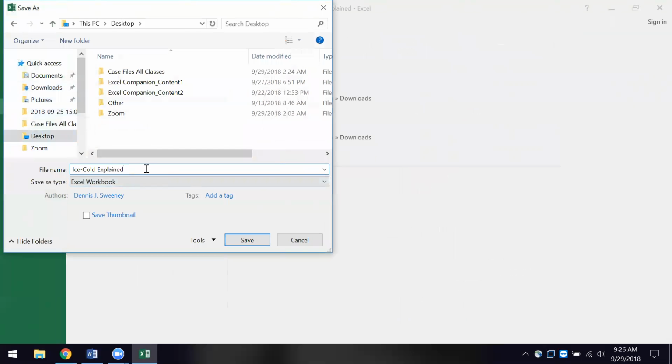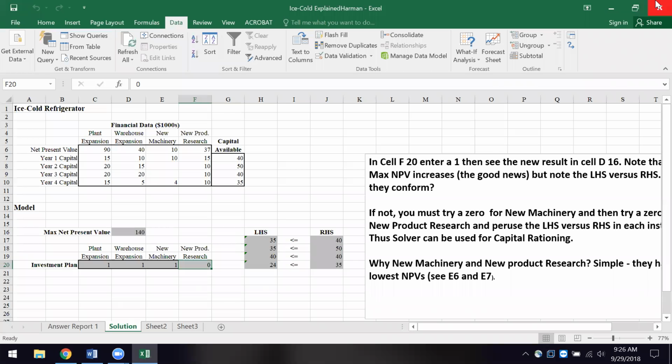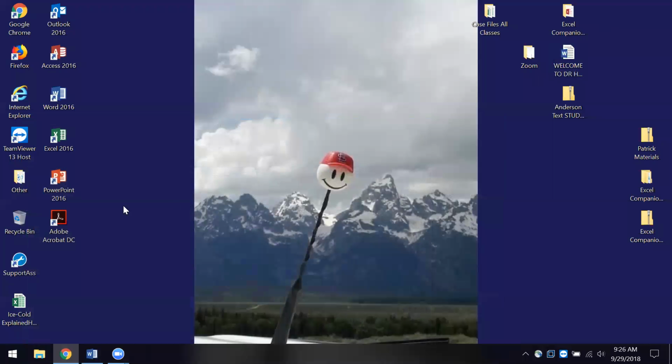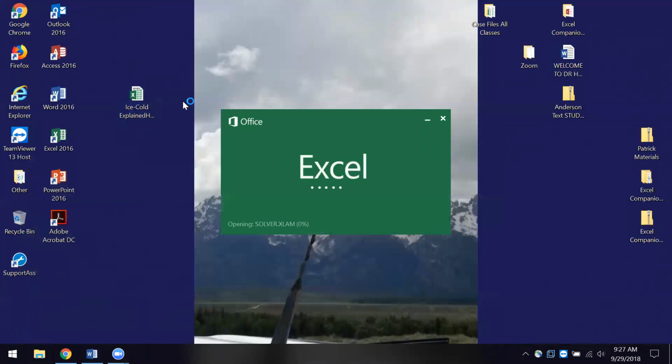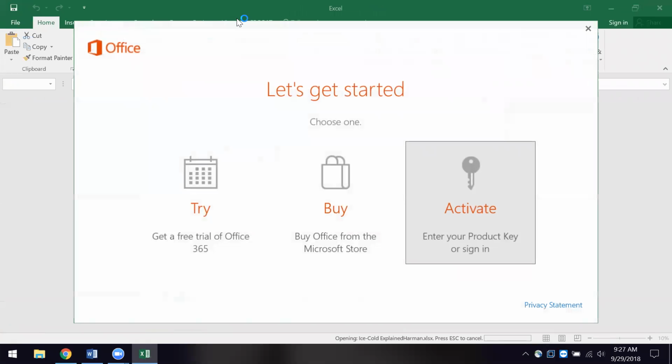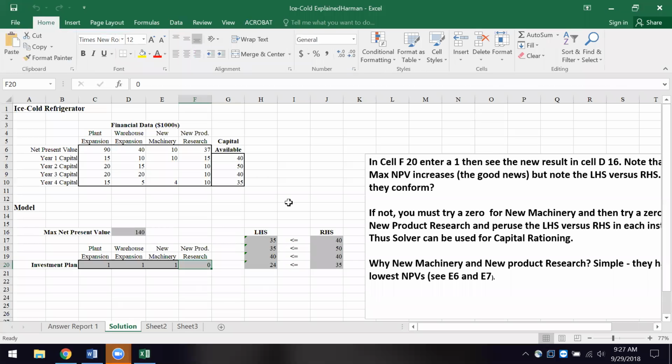And I'm going to name it and save it to my desktop. All right. And I'm going to close it out, and then I'm going to find it on my desktop. And here it is. And I open the thing up. Okay, and now I'm ready to run the solver.